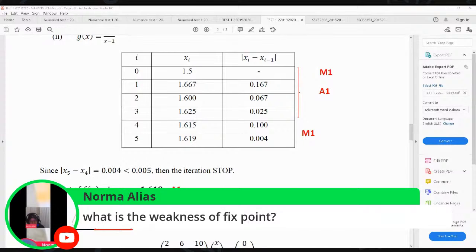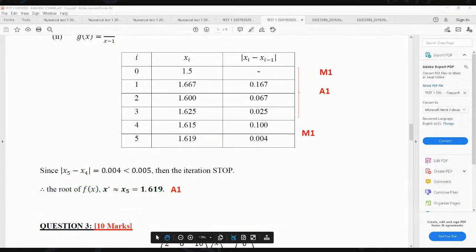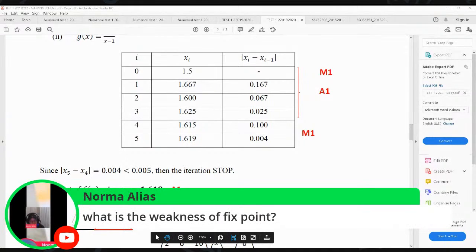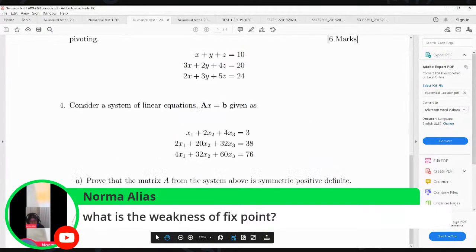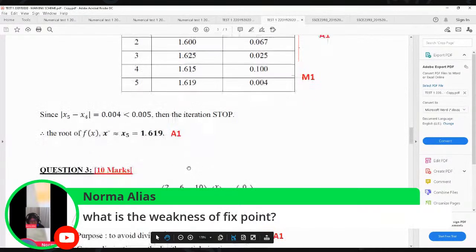So what is the answer? I'm waiting for your answer. Can somebody show me the weaknesses of the fixed point iterative method? Can somebody answer my question? I'm waiting.